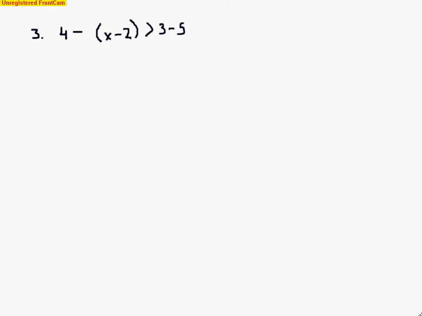On this next example, now we've got a 4 minus a difference. The difference of x and 2 is greater than 3 minus 5. So we've got the same scenario we had before. We need to clear some parentheses.